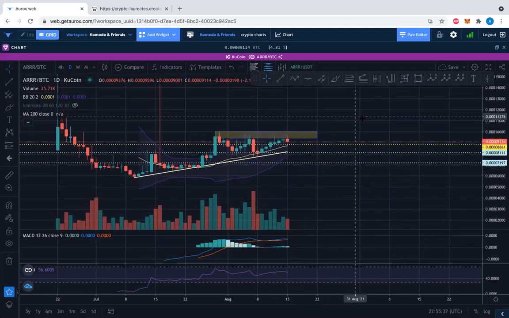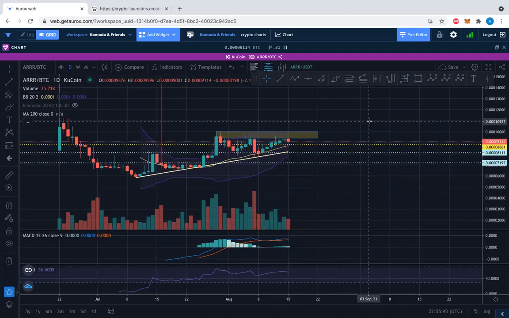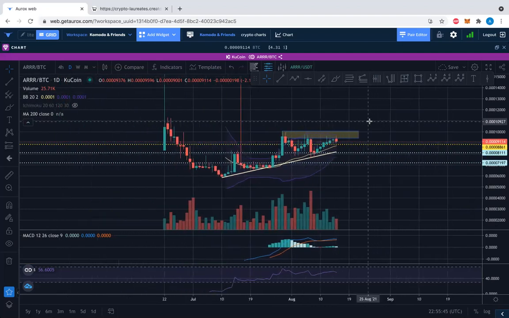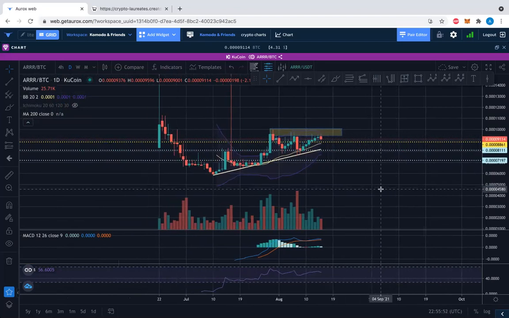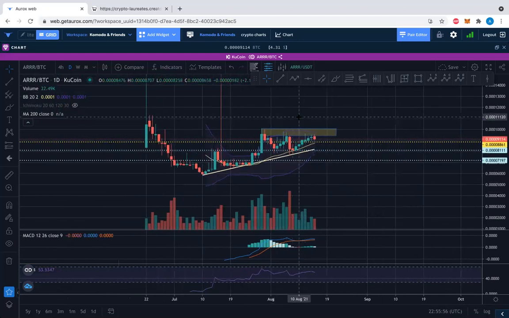The next level and zone will be within that 11,000 Satoshi zone here, or well, roughly. And that would be playing from the 10 to 11K. But right now, we're overall looking decent. However, here are my two concerns.